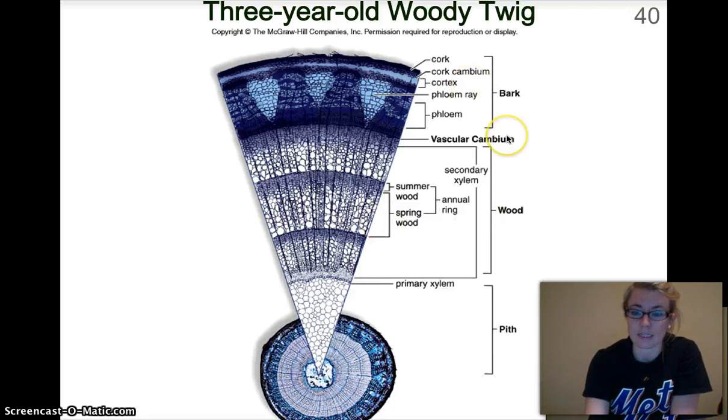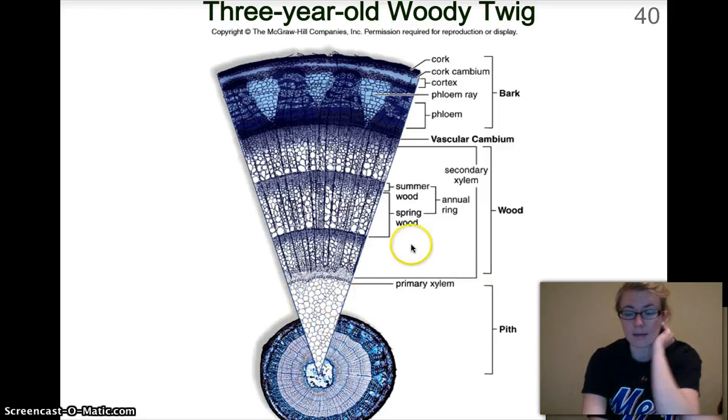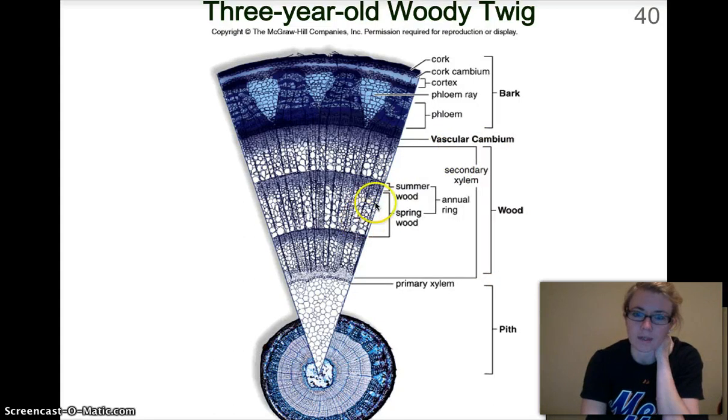And again, you can see the three different places. The pith is the inside right here. This is the ground tissue where storage is happening. Then we see right here the wood, which is the xylem and the secondary xylem. Here's the spring wood and the summer wood, and so an annual ring. This is one year right here. The summer wood is different than the spring wood.